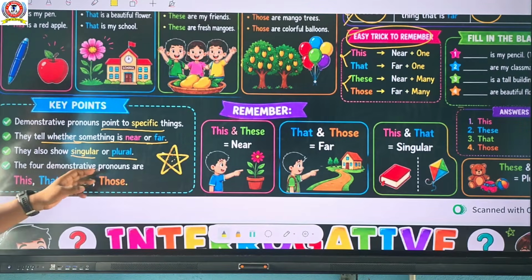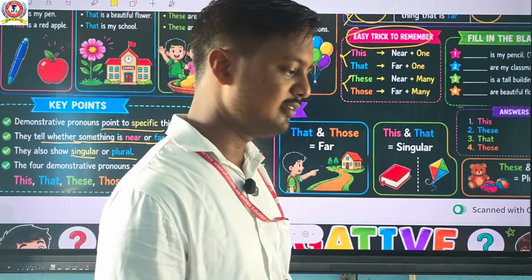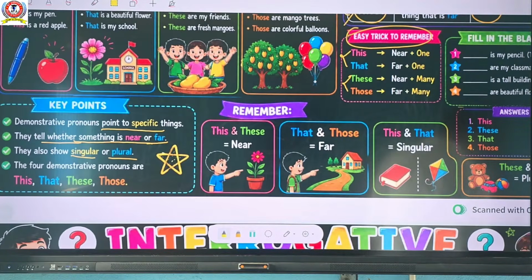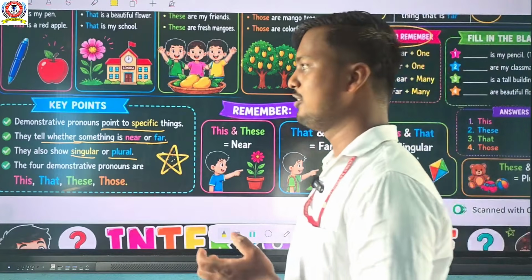And there are 4 demonstrative pronouns. How many demonstrative pronouns are there, and what are they? Who can say? Please comment. What are the demonstrative pronouns? Students, comment first.